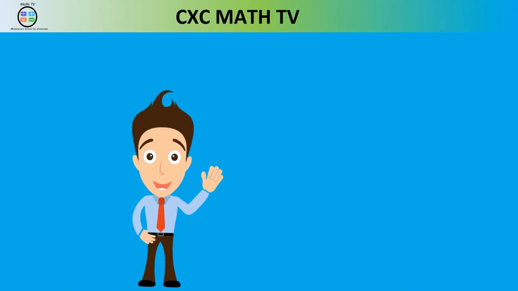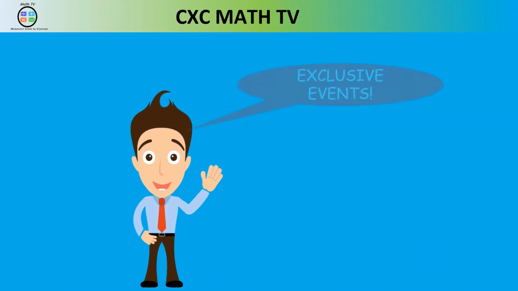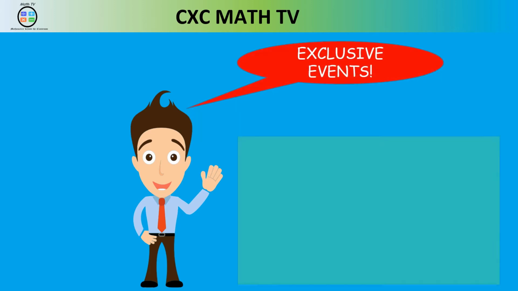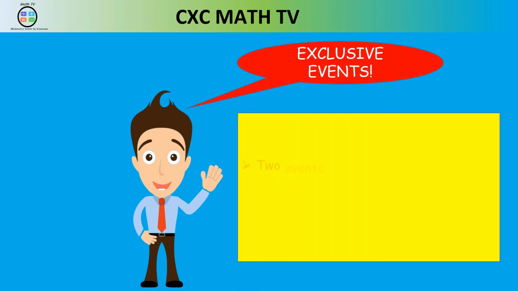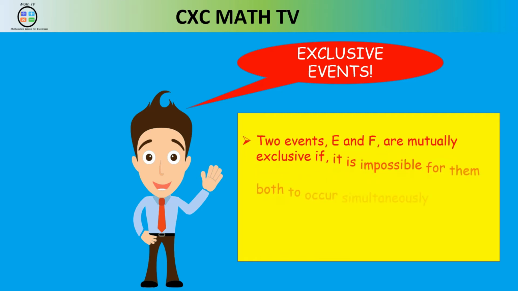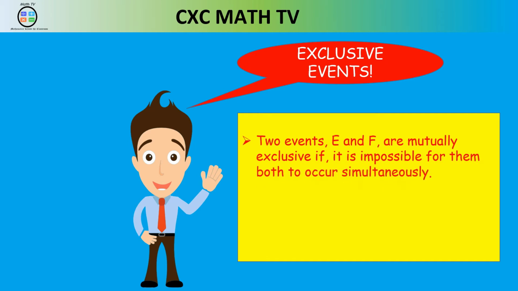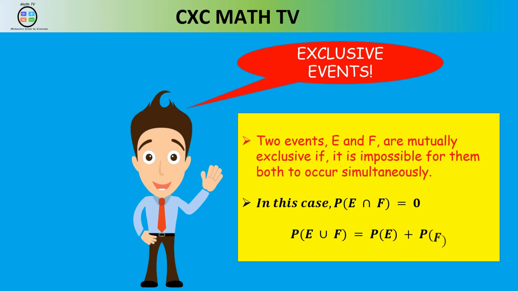Alright, now after exhaustive events, the next one to look at are exclusive events. Now what are these exclusive events? Two events E and F are mutually exclusive if it is impossible for both of them to occur simultaneously. In that case, the probability of E intersect F is 0 because we're saying that they cannot occur at the same time. And so the probability of E union F is just going to be the probability of E plus the probability of F. Beautiful.